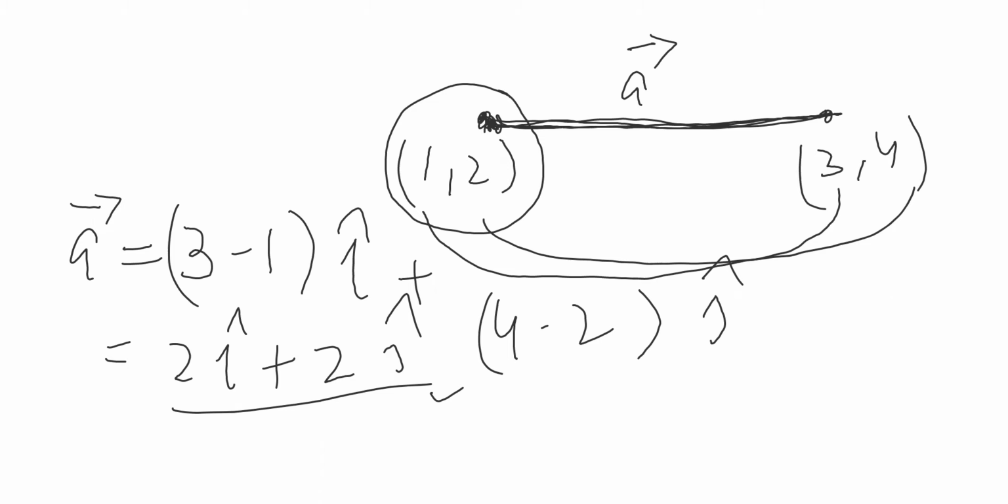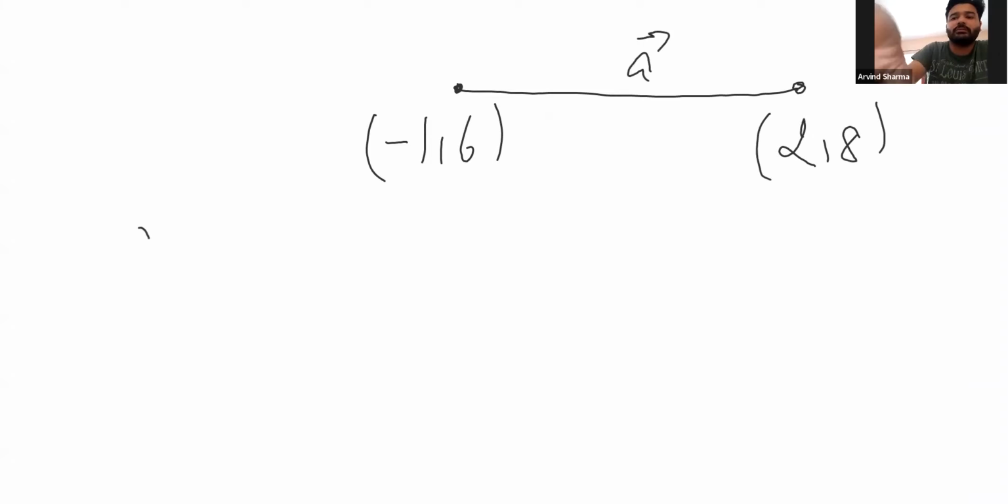Okay, try this. Two points are given to you: minus 1 comma 6 and 2 comma 8. Now find out the vector A.